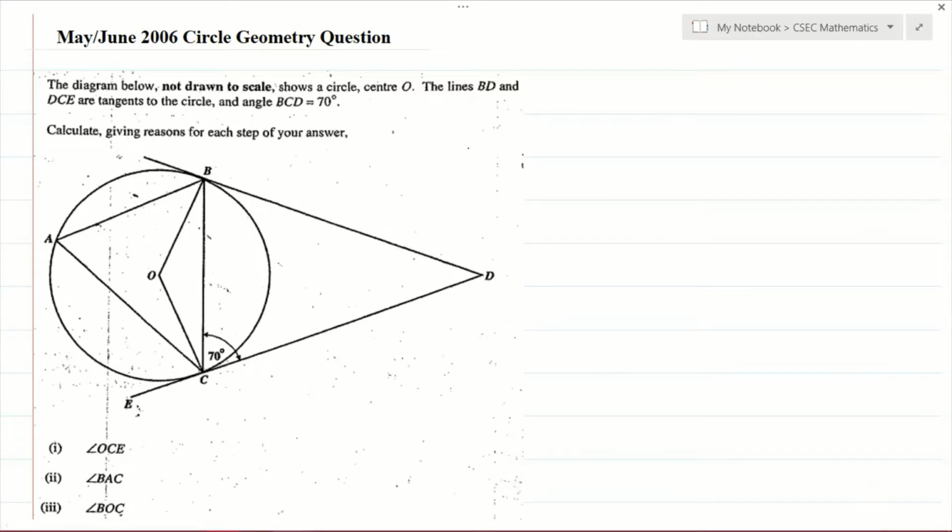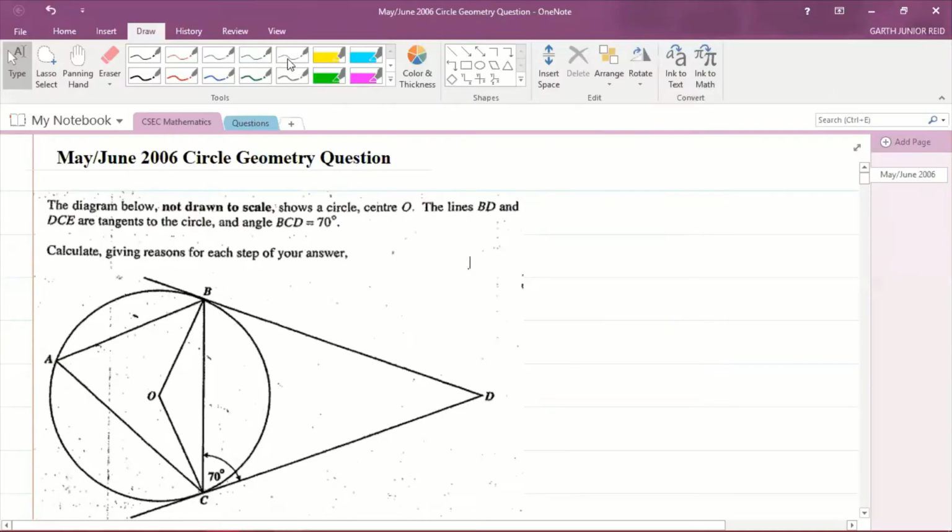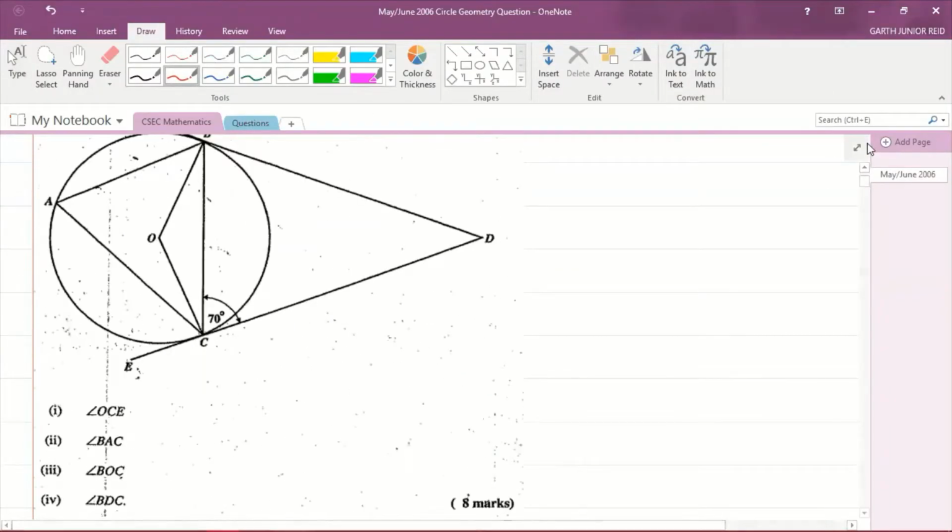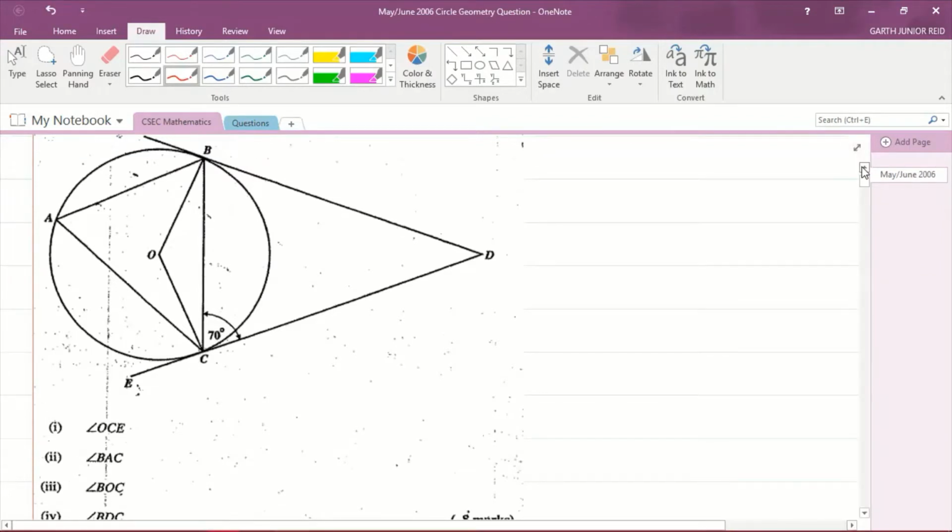Let us do part 1, which says that we are to calculate angle OCE. Here we have OCE. They're talking about this angle right here, that I've labeled in red. All of this angle here. What is that angle?